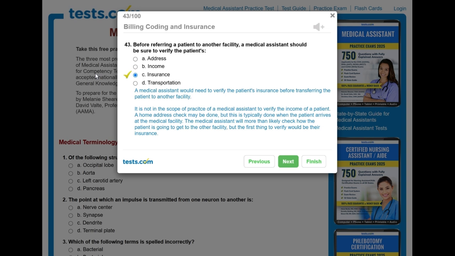C. Insurance. A medical assistant would need to verify the patient's insurance before transferring the patient to another facility. It is not in the scope of practice of a medical assistant to verify the income of a patient. A home address check may be done, but this is typically done when the patient arrives at the medical facility. The medical assistant will more than likely check how the patient is going to get to the other facility, but the first thing to verify would be their insurance.